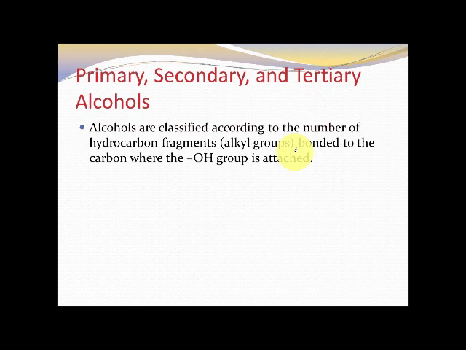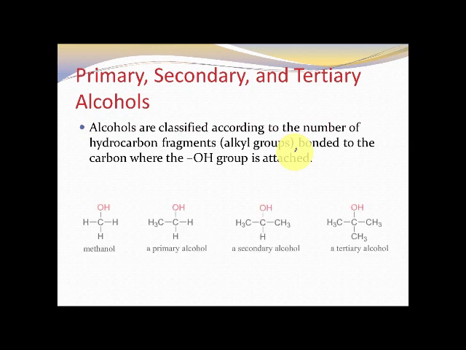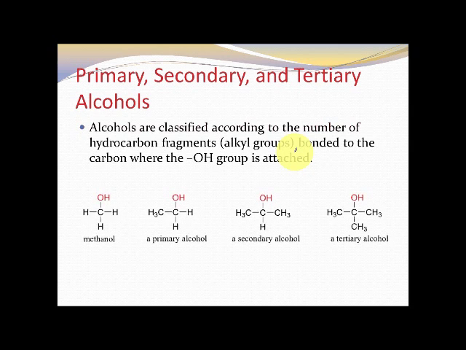We can have primary, secondary, tertiary alcohols, and this is according to the number of hydrocarbon fragments bonded to the carbon where the OH is attached. So, like methanol, there's only one carbon, so that doesn't really count. But then you could have ethanol, which is located second, and that's a primary alcohol. Or propanol is a secondary because you have 2 on either side. And then tertiary has 3 carbons connected. So that's the most you can have is tertiary.